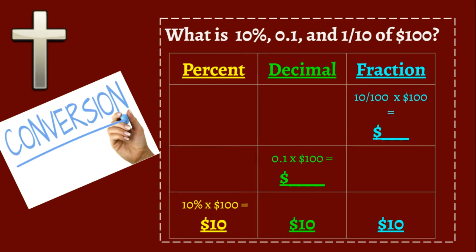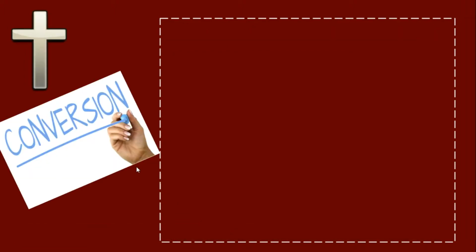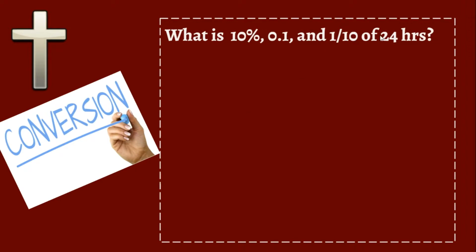And then the percent you could calculate. Most of you probably would change this 10% into a decimal and then multiply it to get your $10. So I can do that with money. I can also find the percent of a number of hours.